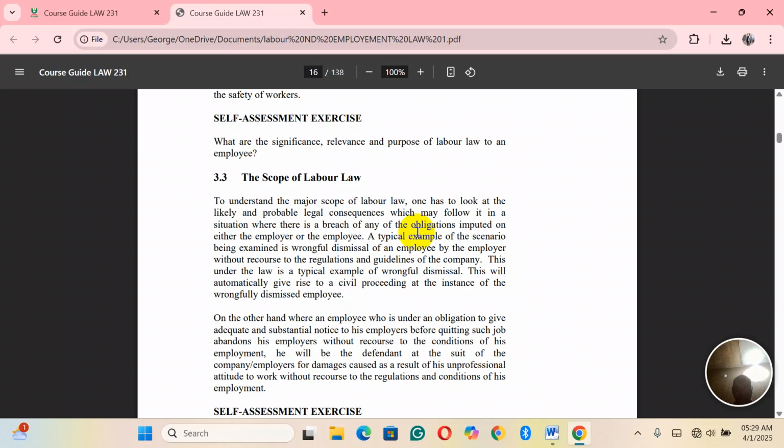On the other hand, where an employee who is under an obligation to give adequate and sufficient notice to the employer before quitting the job abandons his employer without recourse to the conditions of his employment, he will be the defendant at the suit of the company for damages or the costs incurred as a result of his unprofessional attitude to work, without recourse to the regulations and conditions of his employment.